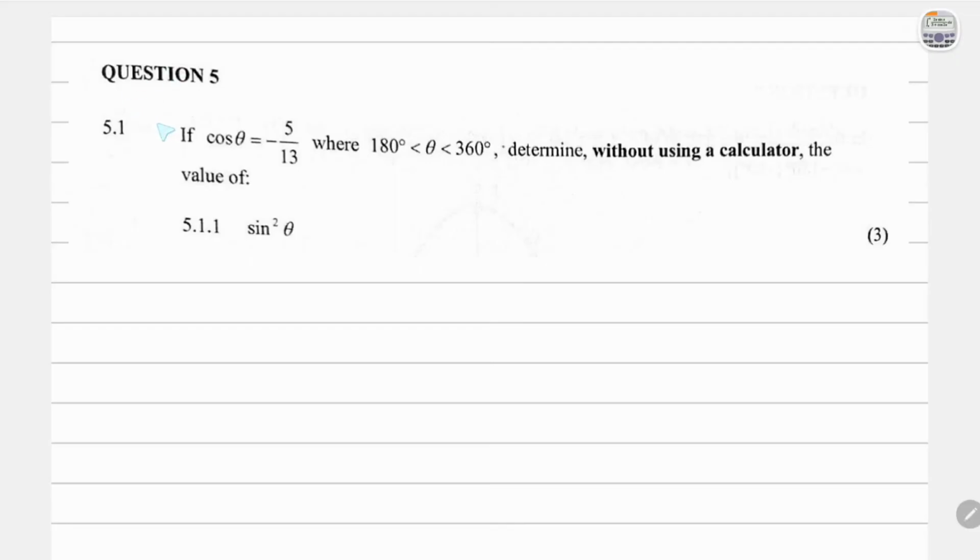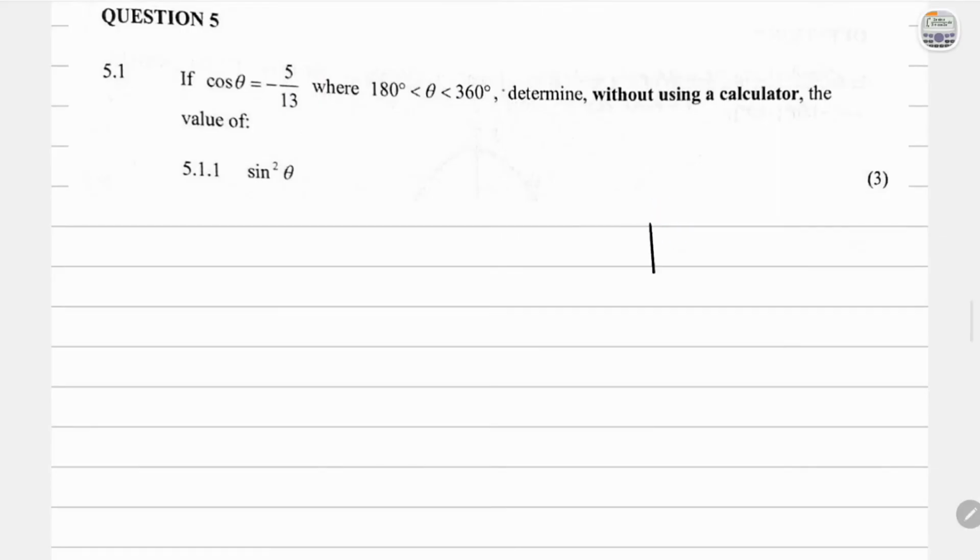Okay, so we have question 5 which says if cos of theta is equal to negative 5 over 13, where... and we can already start using this to figure out where it is on the diagram, because this is a trig diagram question. Cos of theta is negative 5 over 13, so it's negative. Where is cos negative in the diagram? Cos will be negative in sine's quadrant and tan's quadrant. These are the two options that we have.